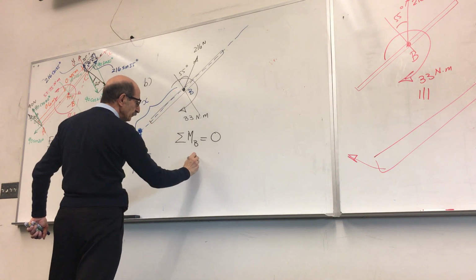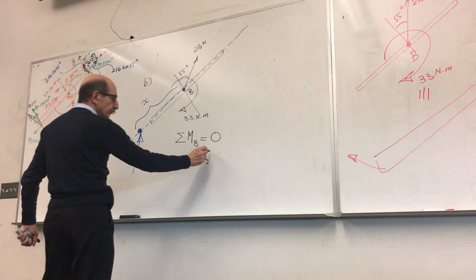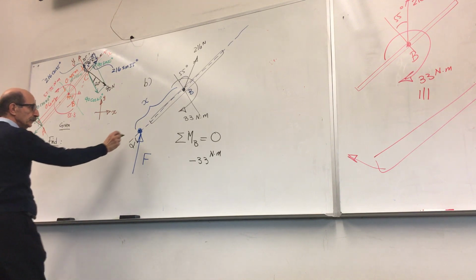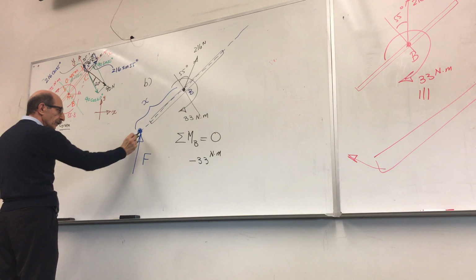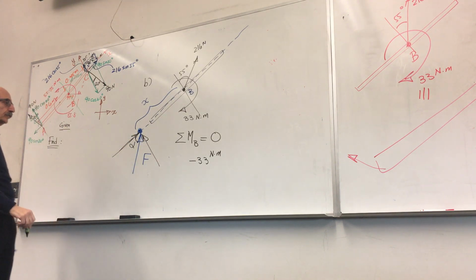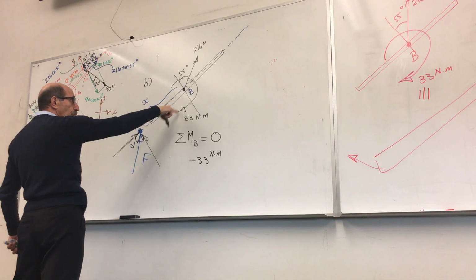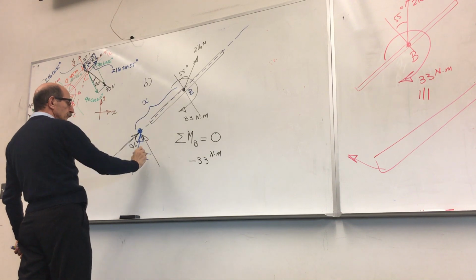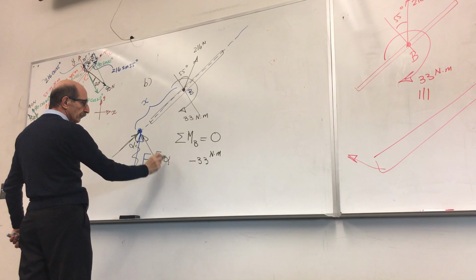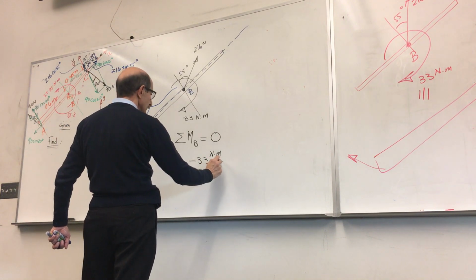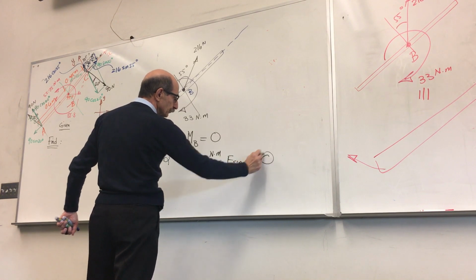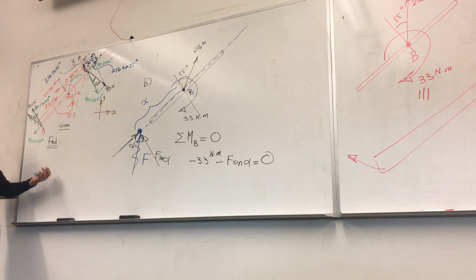So what do we have? We just have this negative 33 Newton meter. I don't know what this angle is, but I know that I can always resolve this into these components. So the moment of all these forces about point B would be what? This doesn't generate a moment here, so I only have F sine alpha, going that way, so it would be negative F sine alpha. Summation of all moments will be zero.